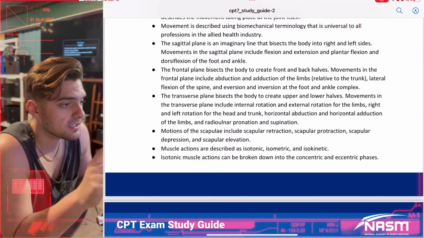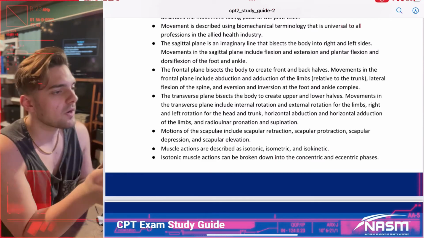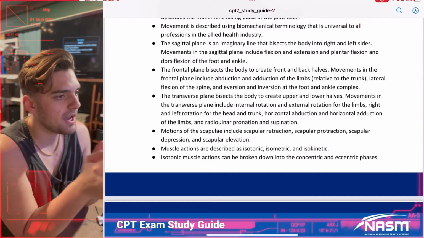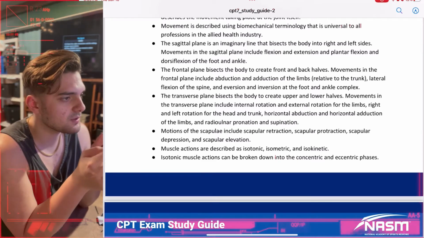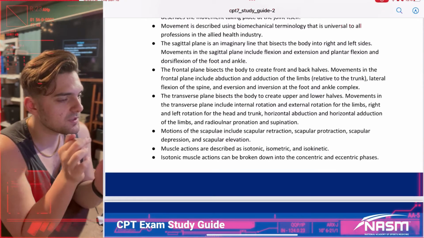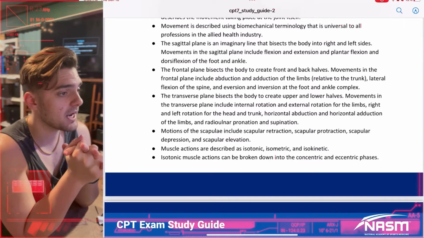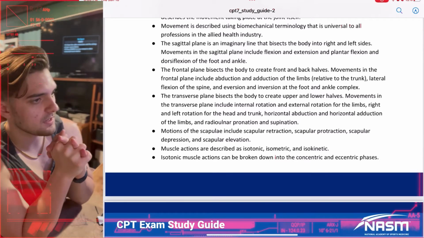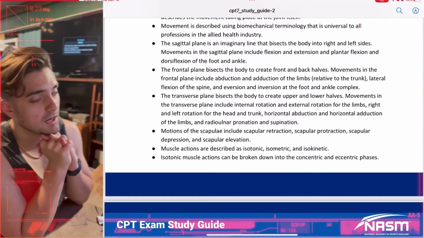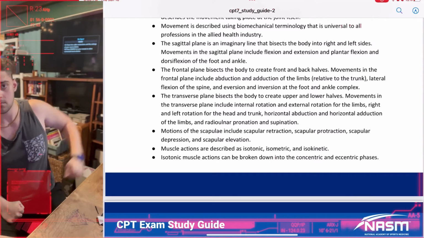The transverse plane bisects the body to create upper and lower halves. The frontal plane bisects the body to create front and back halves. Movements in the frontal plane include abduction and adduction of the limbs relative to the trunk, lateral flexion of the spine, and eversion and inversion at the foot and ankle complex. So those are frontal movements.